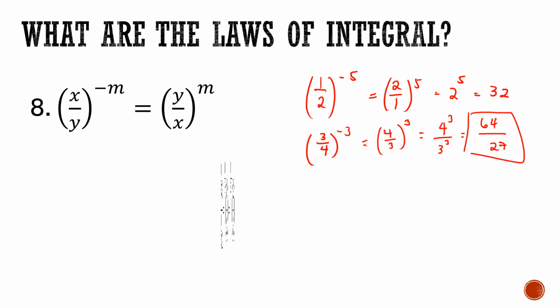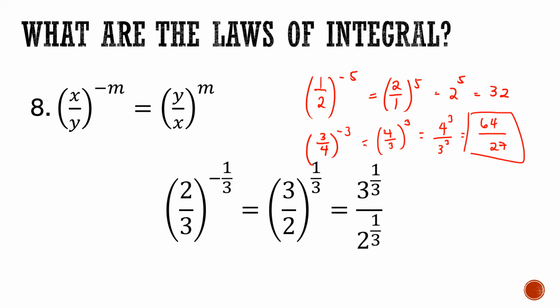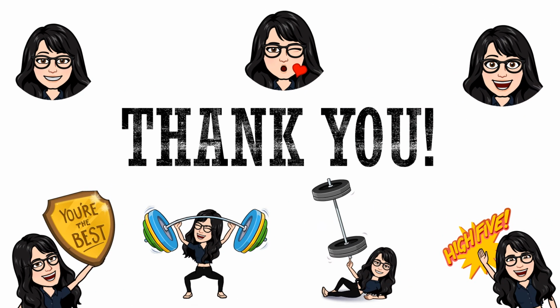Applying it on rational exponents, we have 2 thirds raised to negative 1 third. That will become 3 halves raised to 1 third, which is equal to 3 raised to 1 third all over 2 raised to 1 third.